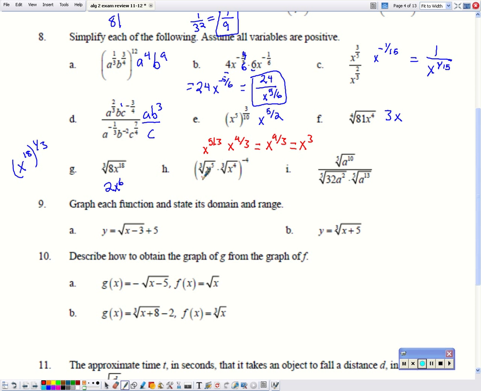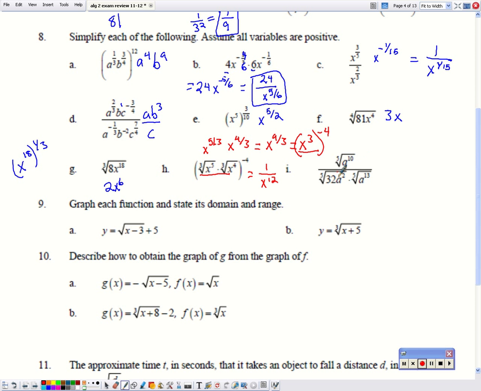Well, so now inside has become x cubed. So I have x cubed. Now I'm going to deal with that negative 4 power. Well, power to a power I would multiply. That would be negative 12. So my final answer is just going to be 1 over x to the 12th.